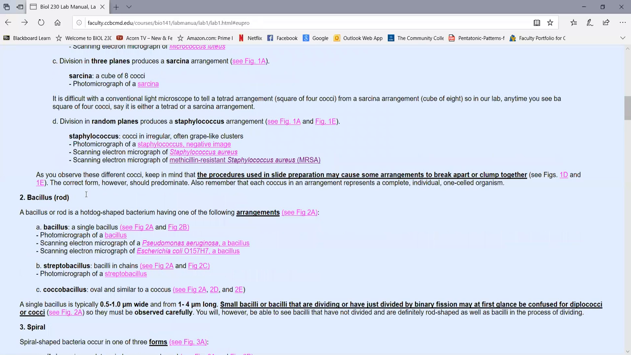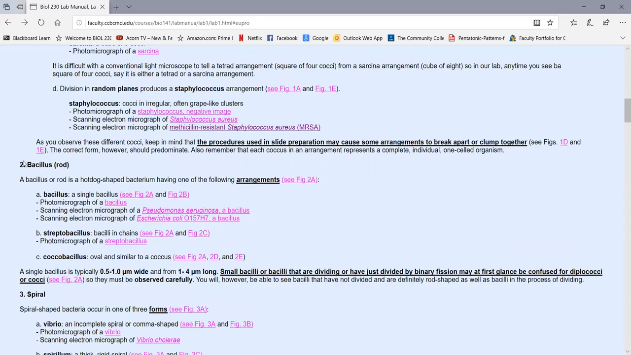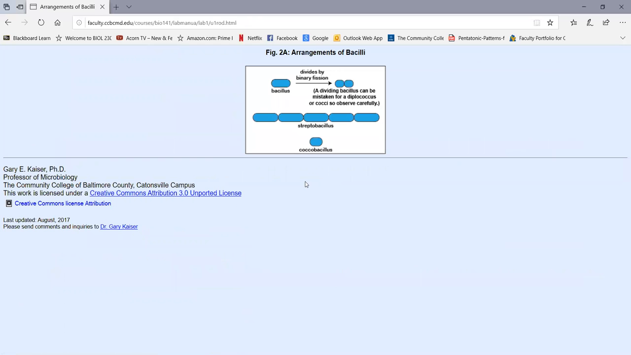Now our second shape is the bacillus shape, sometimes called rod shape. And these are actually hot dog shaped bacteria. And they come in one of three arrangements, which we see in figure 2A here. Most common, we have bacillus, where after it divides, the two cells separate and they appear as a single bacillus. So the shape is bacillus and the arrangement is bacillus in that top case.